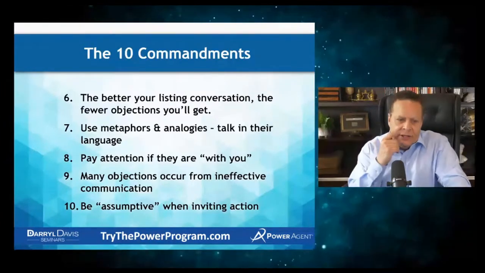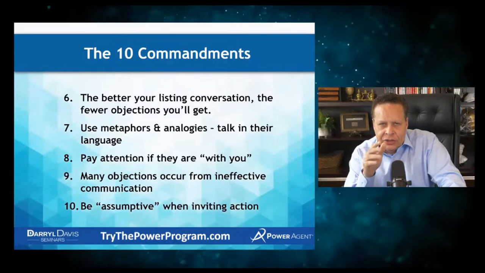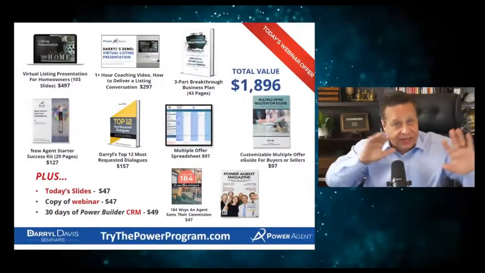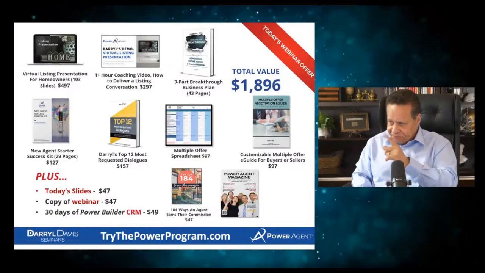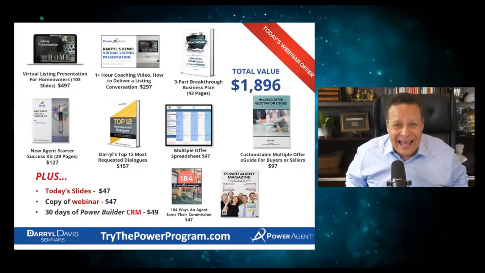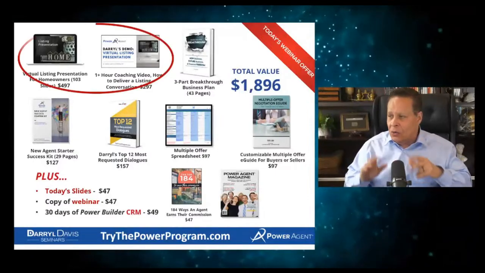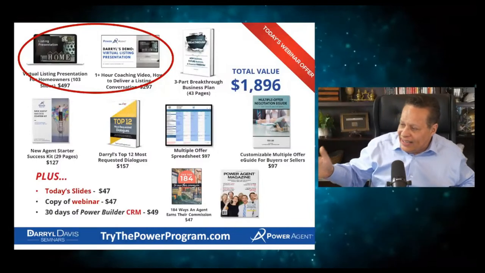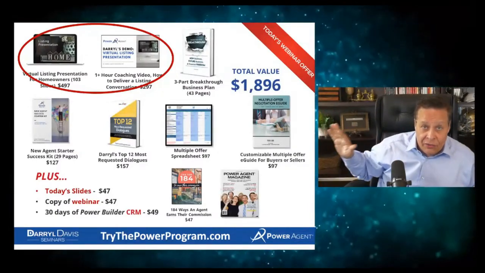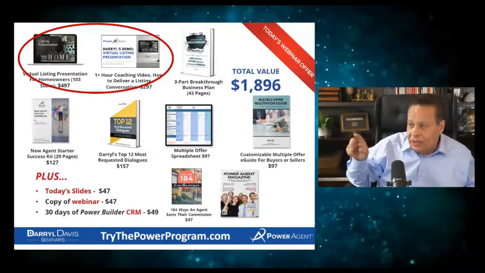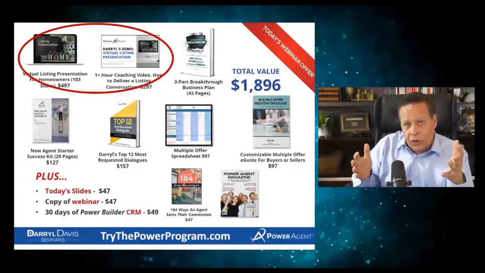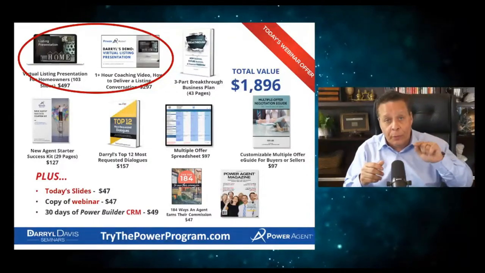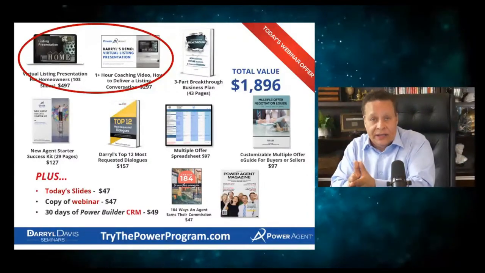So number 10 is be assumptive when you're inviting action. Let me show you what I mean. By the way, for the guests, let me talk to the guests for a second, power agents. Guests, if you decide when I'm done training you right now, you want to become a power agent, try it for a month, you're going to get everything that's on the screen right now. But two of the things is going to be a full recording and slides, PowerPoint slides, on how to do a listing appointment from the moment you ring the door to the moment that you get the listing, okay?